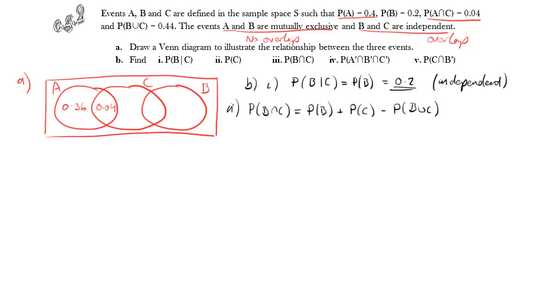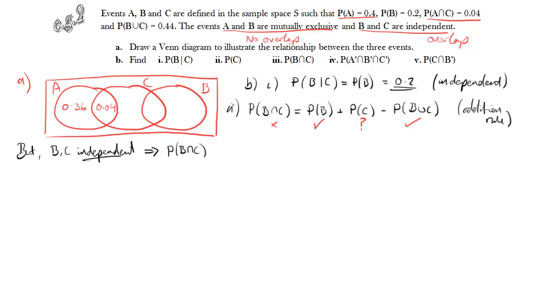Next one. Right, now, this one is complicated. We start by writing down the addition rule, okay? And we have a look at the things that we know and we don't know. Because here, we know the probability of B. What else? The probability of C, well, that's what we want to know. The probability of the union of B and C, well, we know that. The only thing we don't know is the intersection of B and C. Okay, but B and C are independent, so we can use this fact that the intersection is equal to the product of their probabilities.